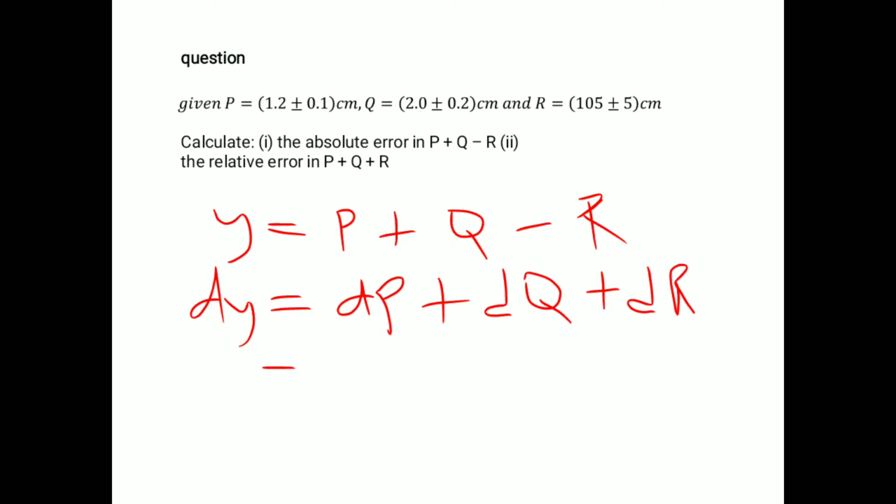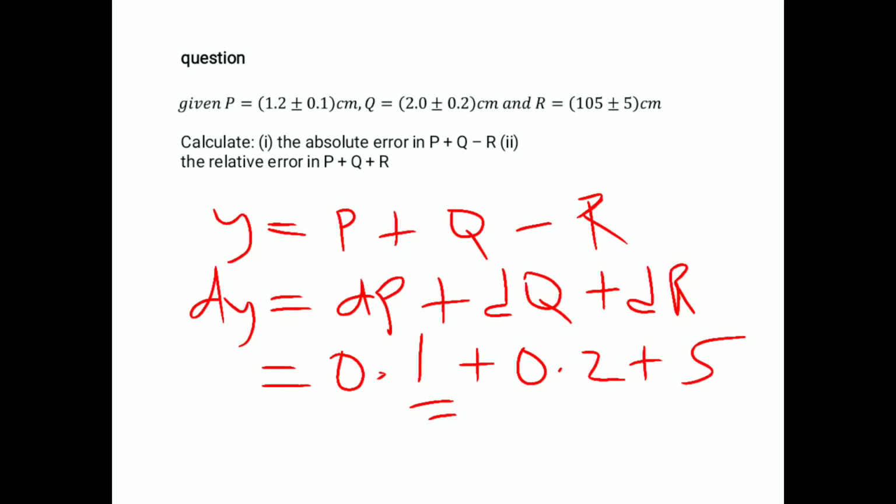So that means my error in P, which is 0.1, then plus my error in Q, which is 0.2, then plus my error in R, which is 5. So that will give us a total of 5.3. So 5.3 as our answer. So we've answered the first question.